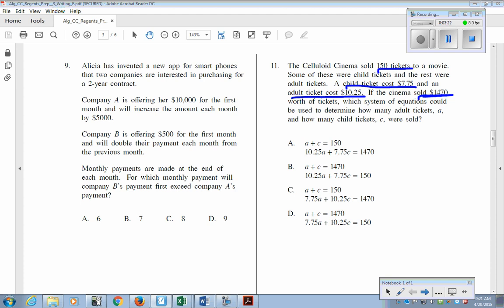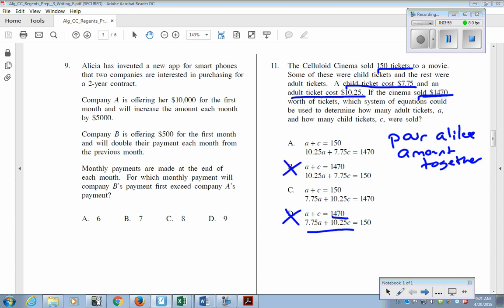So now we've got to pair these amounts together. You want to pair like amounts together. That's a big idea with this. In the case of the amounts of money, $7.75, $10.25, and $14.70, those should go together. So I know for that reason right now I can get rid of D, because the money amounts and the total are in different equations. And for that reason also I can get rid of B.